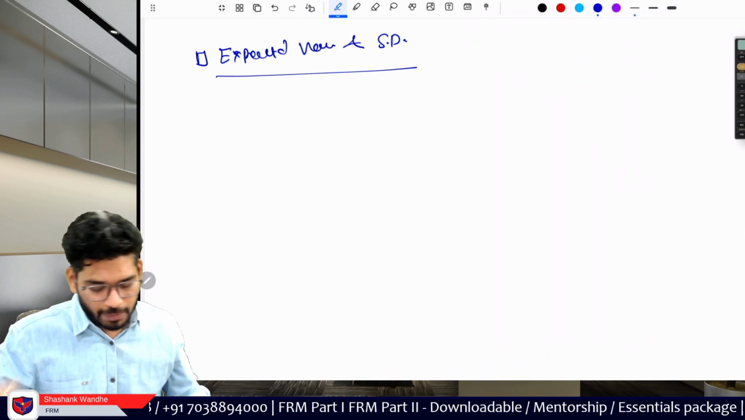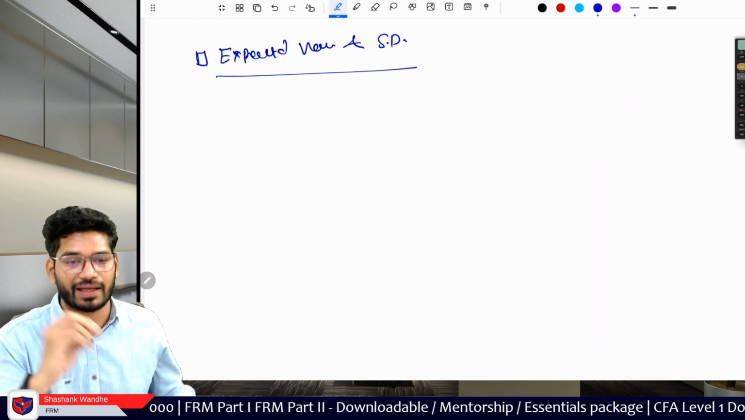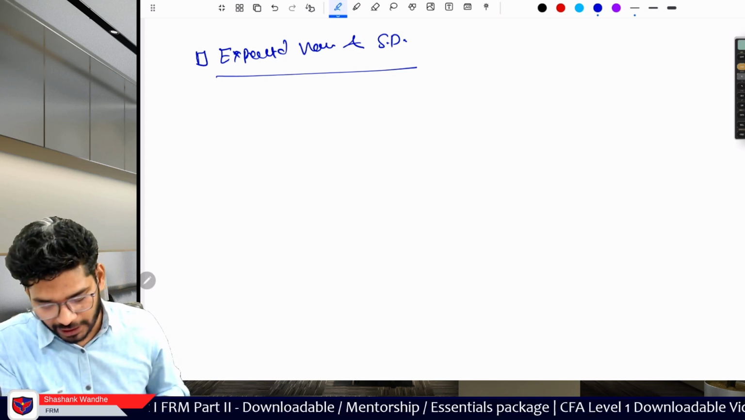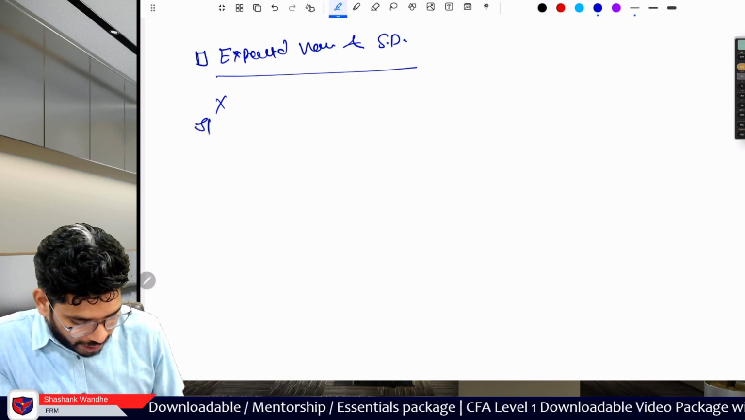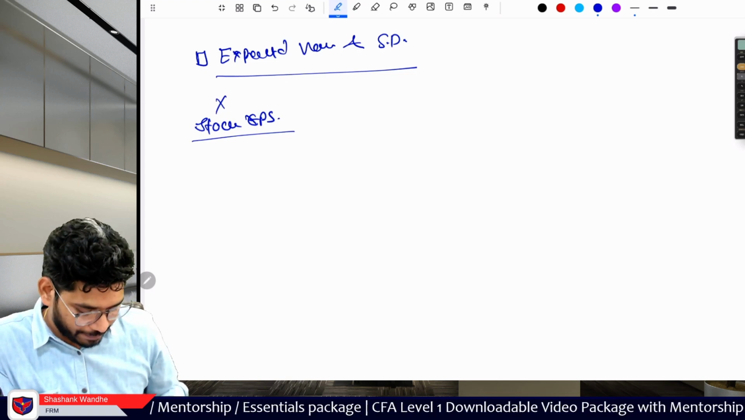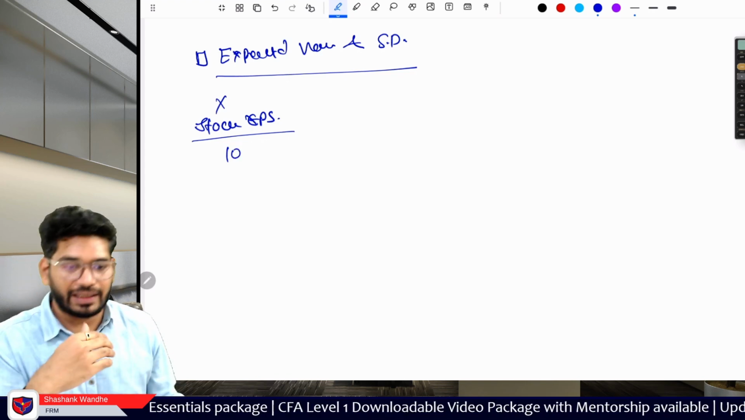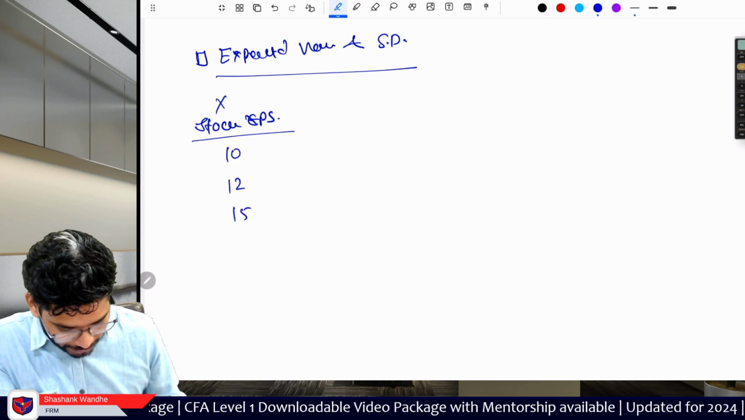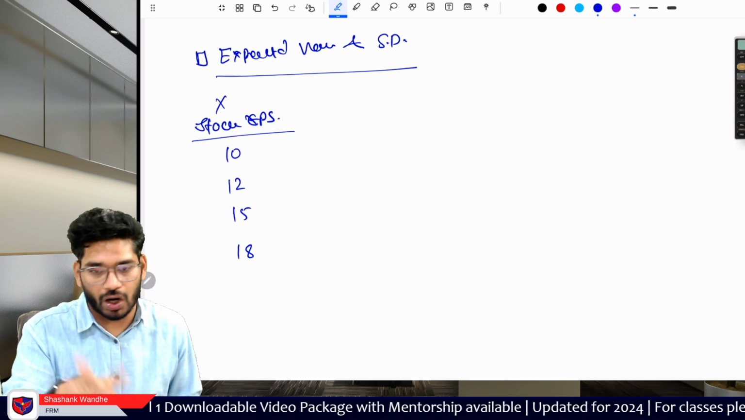So let's start with the first part of this section. We'll directly start with the illustration, and then I will explain what is the actual meaning of the expected value. What is the specific meaning of the expected value? Now here, we'll take the example of a stock's EPS. We will call this variable X, and the EPS forecast at the year end is, say, 10, 12, 15 and 18. These are the 4 possibilities for the EPS of this stock X.